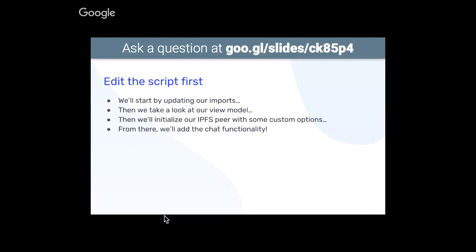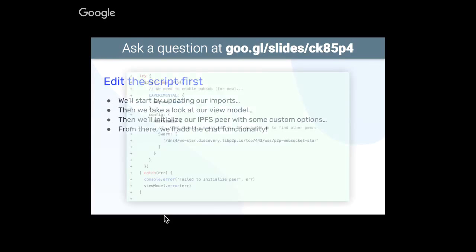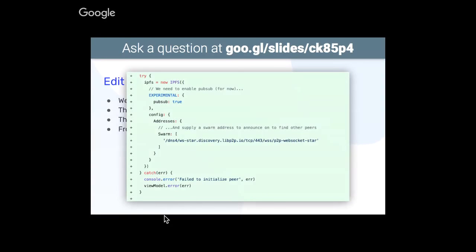Then what we'll do is initialize our IPFS peer. In the past, we've basically created a new default IPFS peer, or we've connected to an existing one. But now we're actually going to modify the configuration of our IPFS peer slightly. And we wrap it in a try catch just so that if anything goes wrong, we can give some feedback to our users.